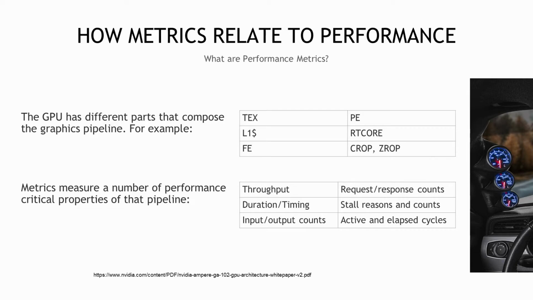For example, the GPU has a number of hardware units that work at the lowest level to execute shader instructions efficiently. These might include the text unit, primitive engine, L1 cache, RT core, front end, as well as color ROP and ZROP. For a deeper understanding of the NVIDIA architecture and hardware units, check out the NVIDIA Ampere architecture white paper on the NVIDIA website.